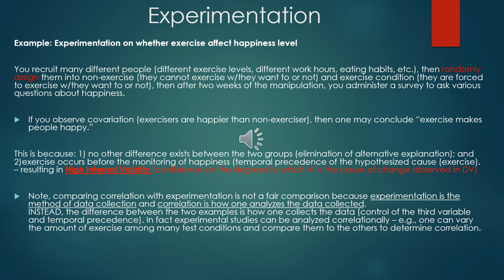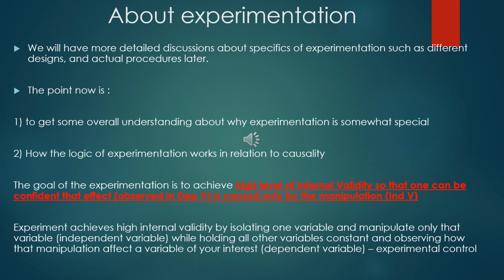That's the most important thing in experimentation. The gist of this slide is that the purpose of experimentation, or the thing you need to be careful about in experimentation, is to maximize internal validity. What is internal validity? Internal validity means your confidence that the observed changes in the dependent variable are caused only by your manipulation of the independent variable.